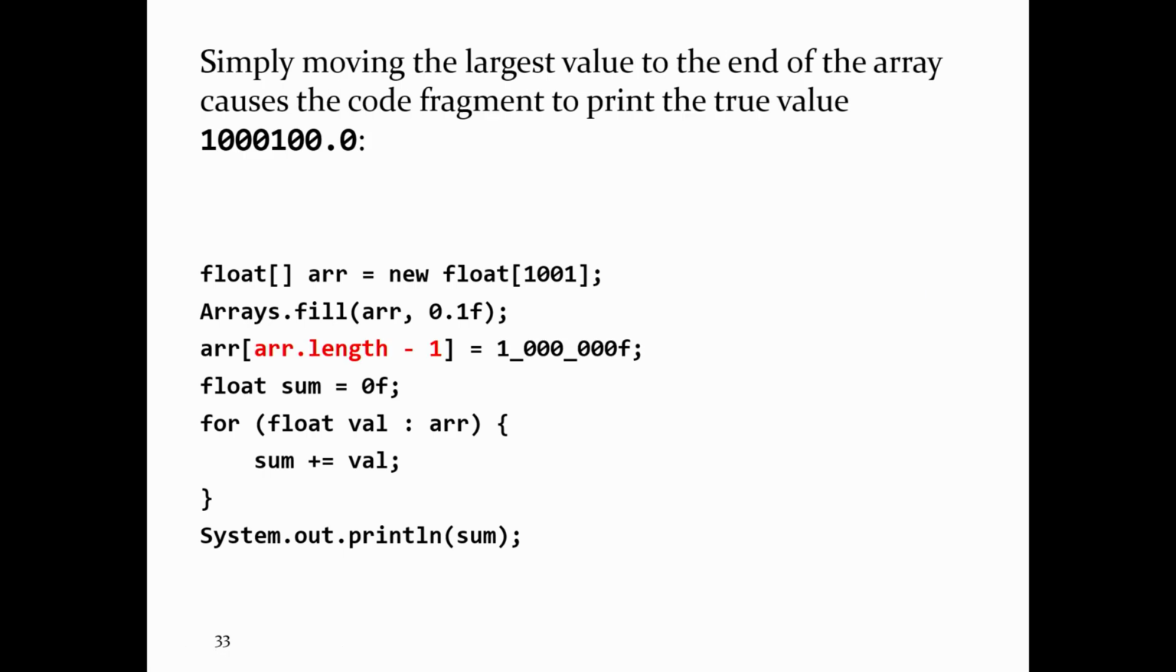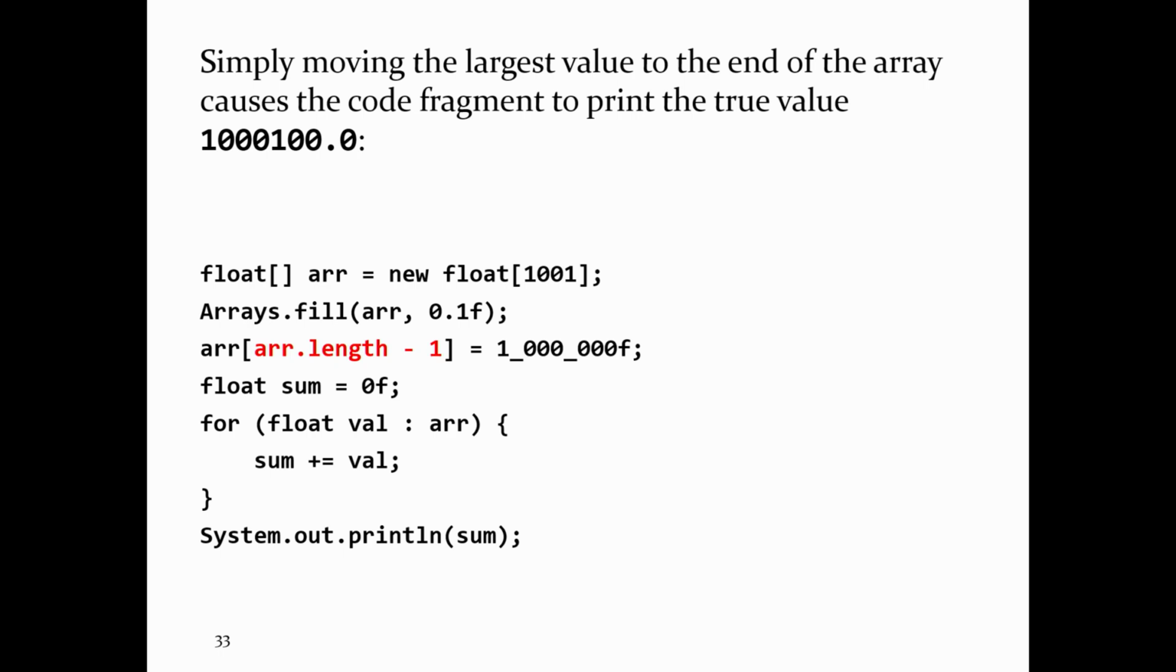Okay, so it turns out in this particular case, you can compute the exact sum correctly just by moving the location of the 1,000,000. Exact same code, except this time I'm going to put the million at the end of the array. Now I compute the sum, and if you run this, you get exactly 1,000,100. So what's going on here? You just have to look at the order in which the numbers were summed.